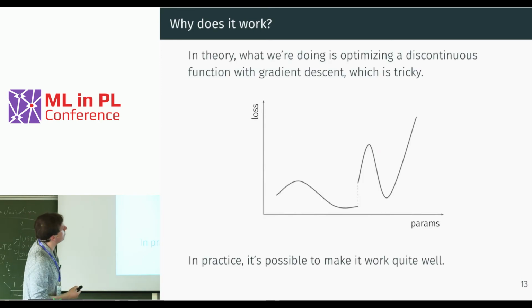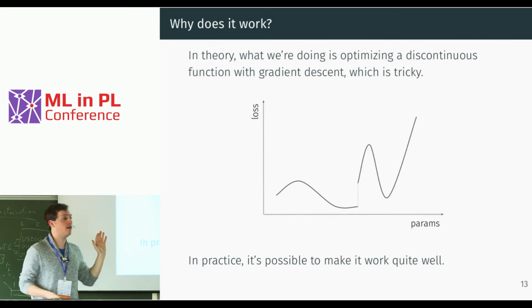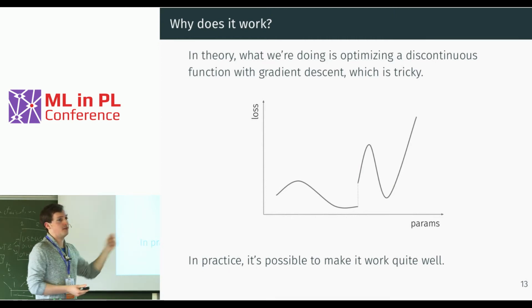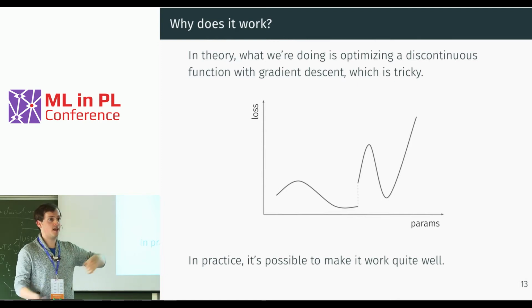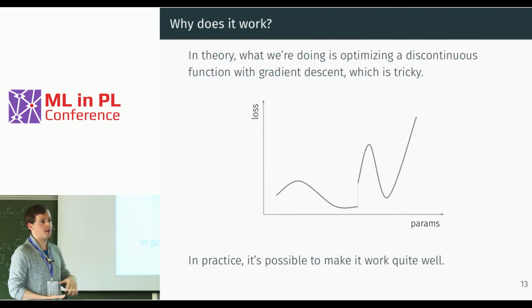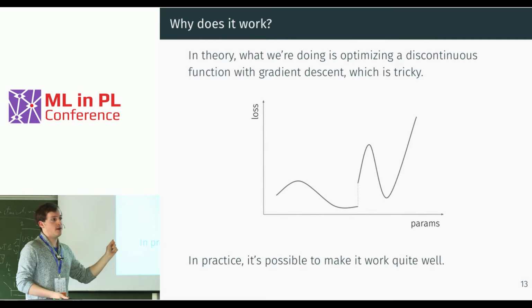So what we're really doing here, if you think about the parameters of your gating network, say, on the x-axis, we're changing these parameters. For a given input, some set of k experts can suddenly stop being optimal, and some other set of k experts can start being optimal. So it seems that we're optimizing a discontinuous function with gradient descent, and that's true, that's what we're doing. In theory, it could be tricky: we change the gating function a little bit, the set of experts changes, and something crazy happens. In practice, it's possible to make it work quite well, even despite these discontinuities.